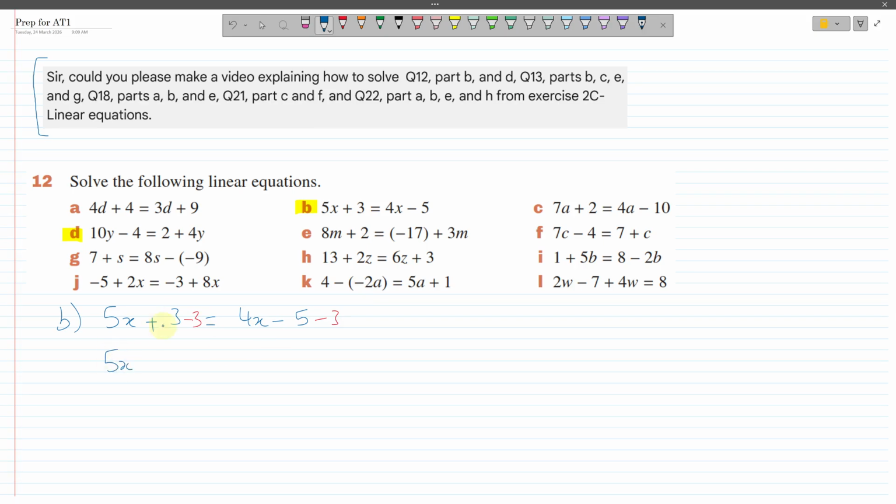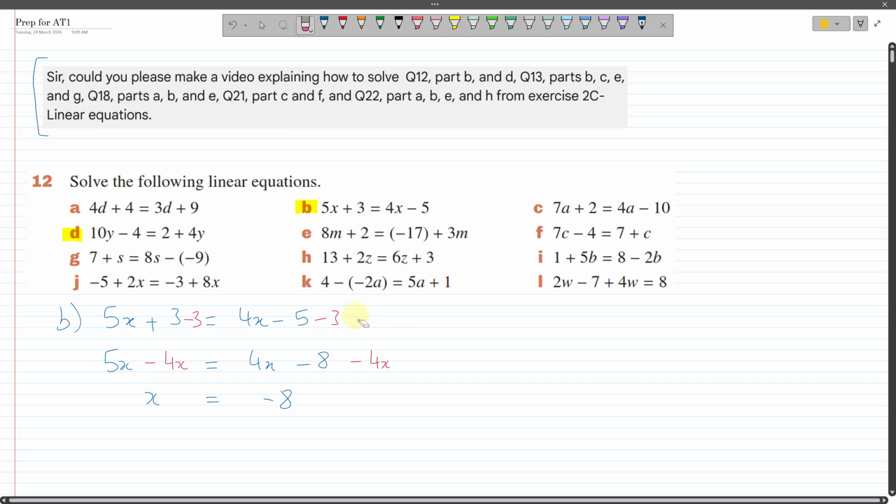You'll end up with 5x, and the plus 3 minus 3 is just 0, so that disappears. And over here, 4x minus 5 minus 3 is minus 8. Similarly, I can also subtract 4x from both sides. And 5x minus 4x is just x, and 4x minus 4x cancels out, leaving you with negative 8. That's what we are doing in essence. In reality, this is what we are doing. We're not moving stuff around.